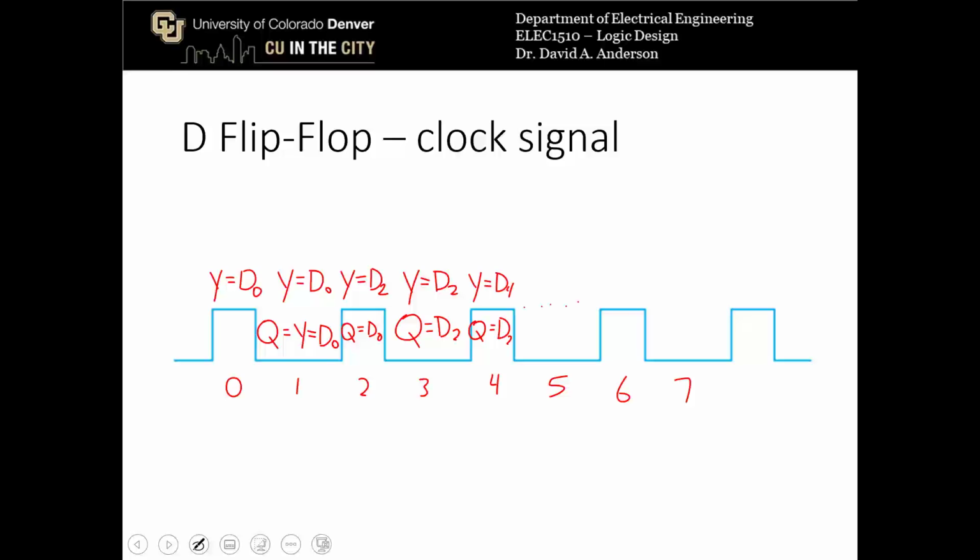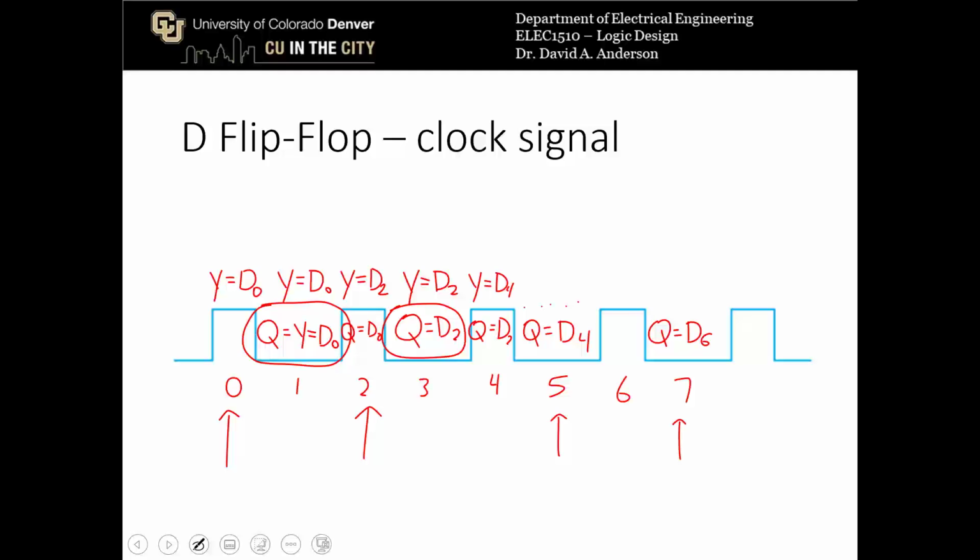So you can see that Q gets a new value at every falling edge, and it remembers the value that it was at the previous time instance. So at time 3, Q is equal to D2. At time 5, Q would be equal to D4. At time 7, Q would be updated to be equal to D6, and so on.